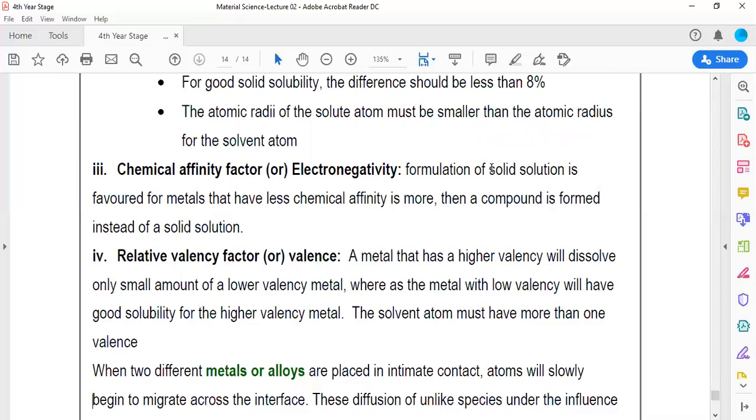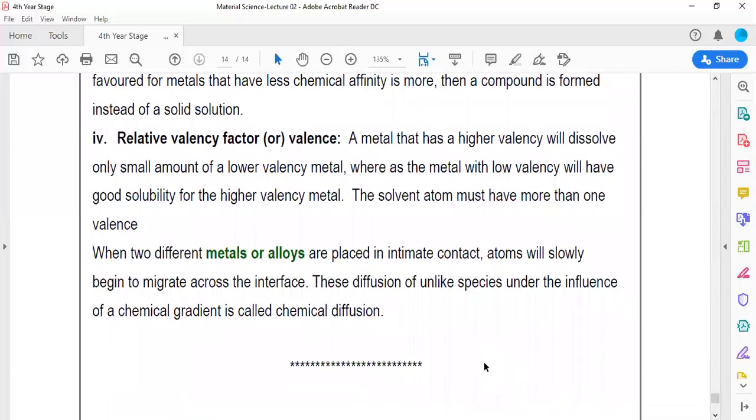And the relative valency factor. A metal that has a higher valency will dissolve only a small amount of a lower valency metal. Look at the word higher valency. Whereas a metal with a low valency will have good solubility for the higher valency metal. The solvent atom must have more than one valency, like iron. It has 2 and 3.